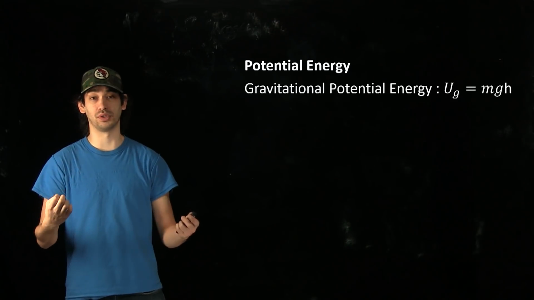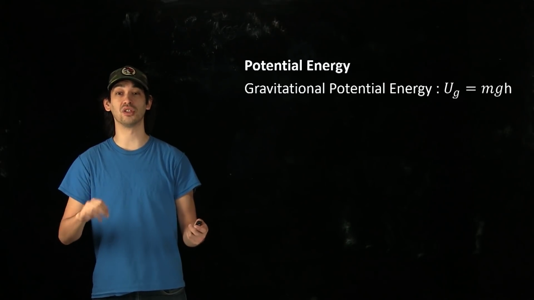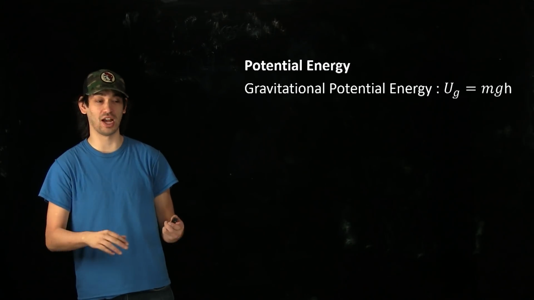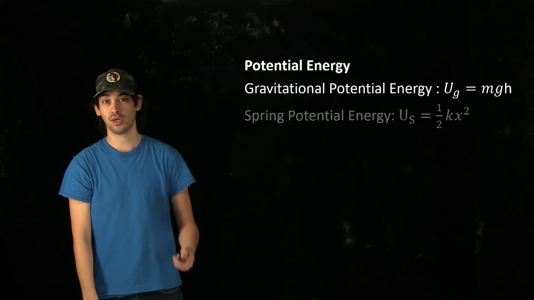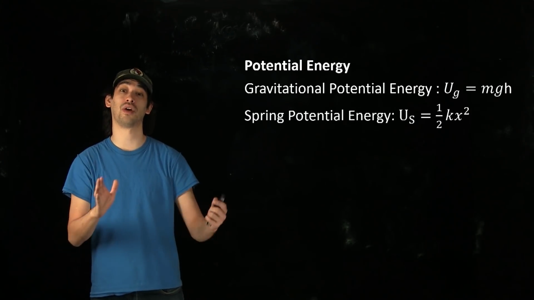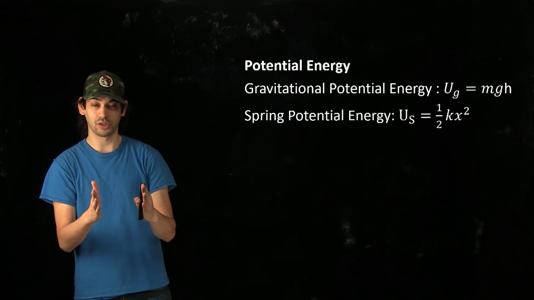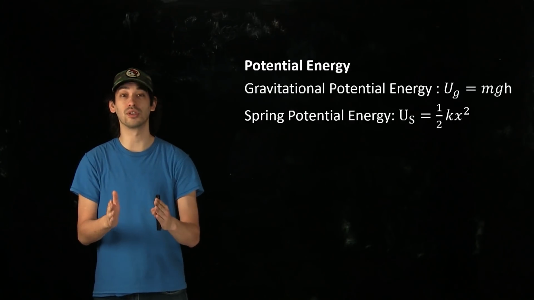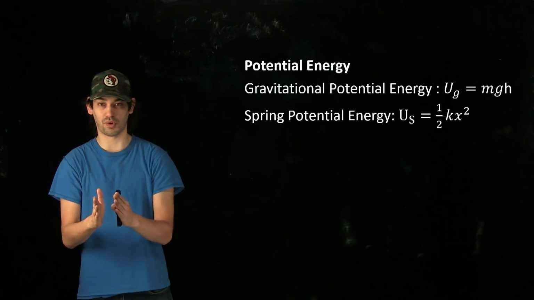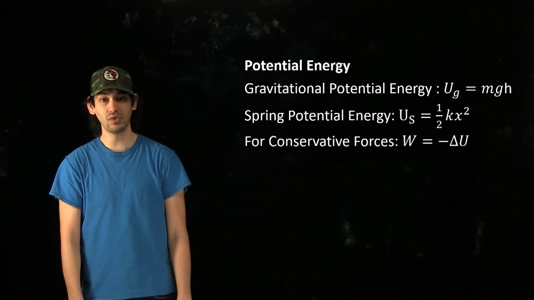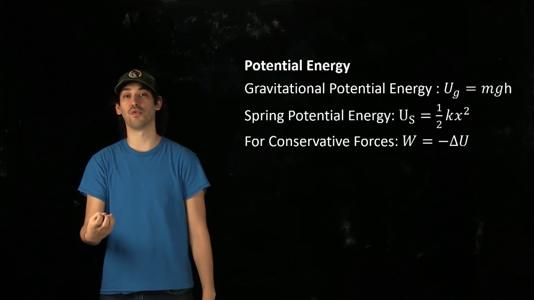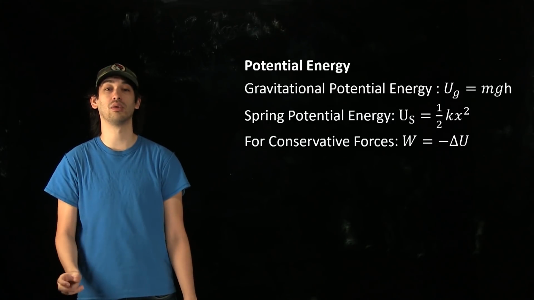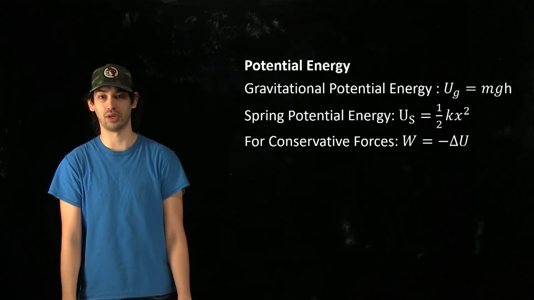So here are some examples of potential energy. We can talk about the gravitational potential energy as U sub g is equal to mgh, the height that it might be above the ground. We could also talk about the spring potential energy. So if we have a spring, we can compress the spring. And so the spring potential energy, U sub s, is going to be 1/2 k, which is the spring constant, times the distance that we've compressed it, squared. In general, for conservative forces, what we can say is that work done by a conservative force is going to be equal to the negative change in potential energy.